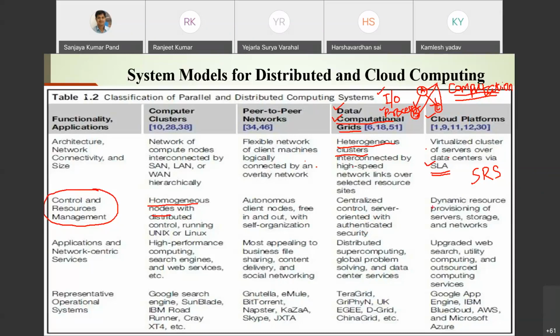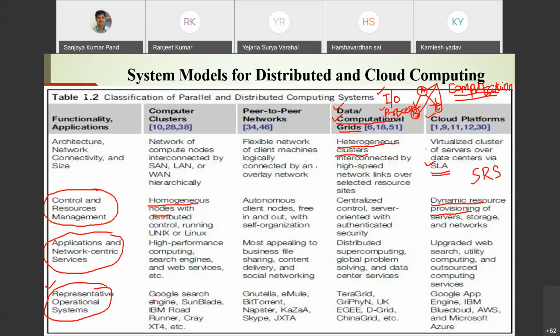But the cloud is providing dynamic resource provisioning at any point of time, 24 into 7 into 365. You can ask the cloud service provider for any number of resources, any number of servers or any amount of storage, right? Similarly, if you see with respect to application, networking, network-centric services and representative operational systems, these are the examples. The last part is the example.